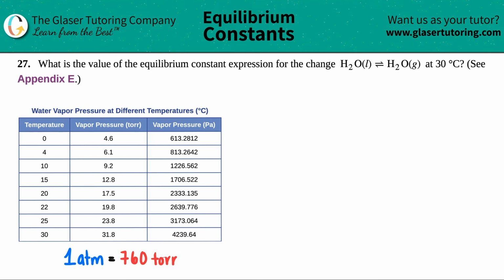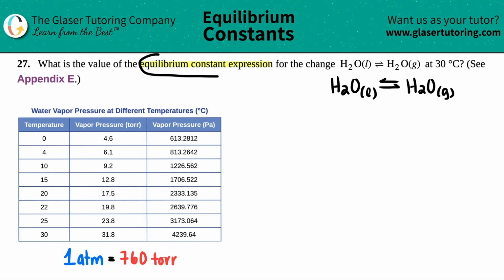Number 27, what is the value of the equilibrium constant expression for the change H2O liquid yields H2O gas at 30 degrees Celsius? And then they say see Appendix E. So I pulled up the Appendix E over here, and let's just rewrite this a little bit better, right? So we have H2O liquid, which comes to equilibrium with H2O gas.